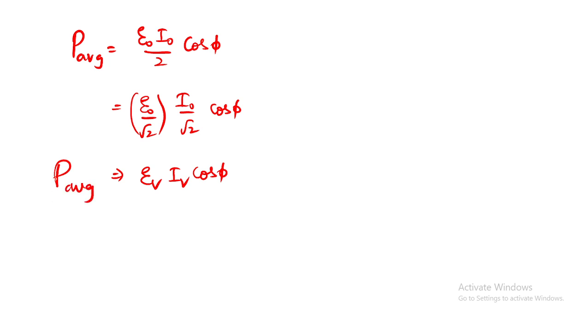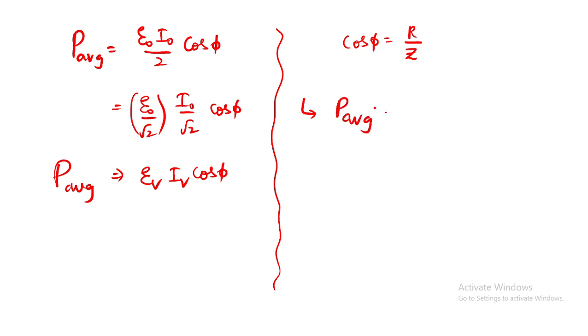Am I correct? Next, one more thing I can do here. Since you know that cos pi is already R divided by Z, right? R divided by Z or not? We know this already. So here I will implement a few points. Power average is equal to E virtual into I virtual into R divided by Z.